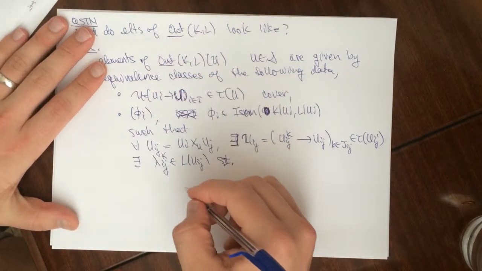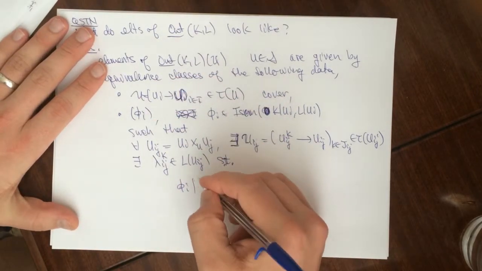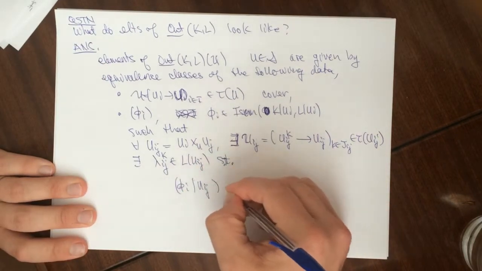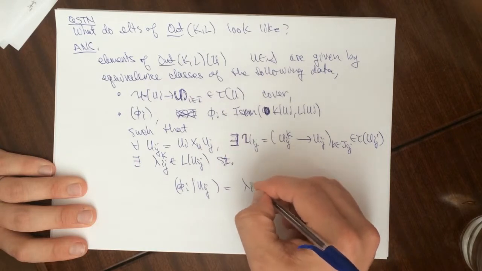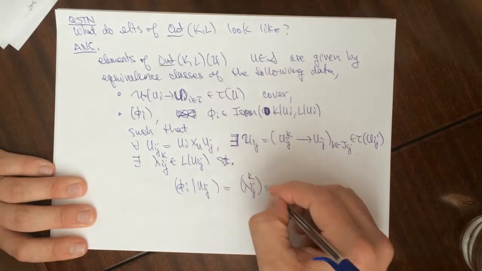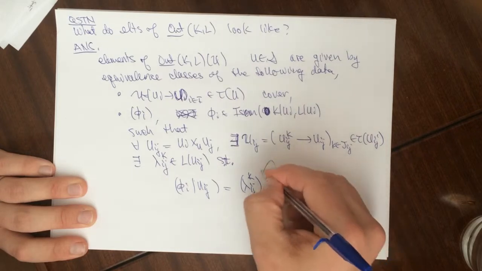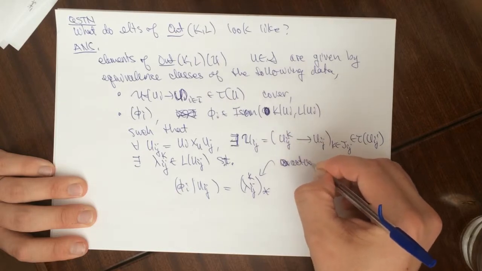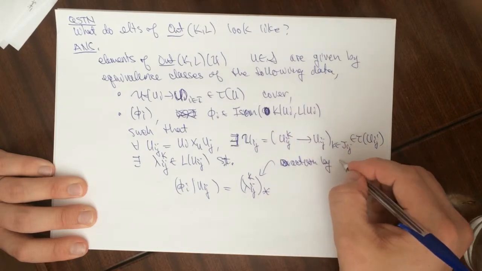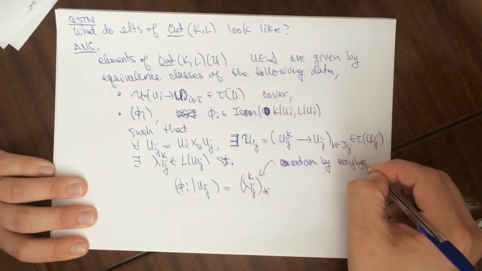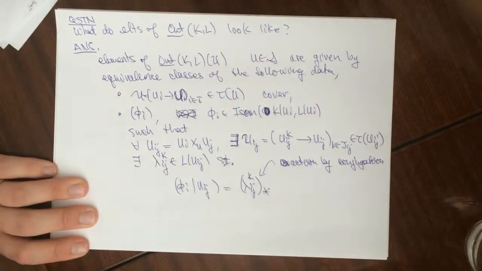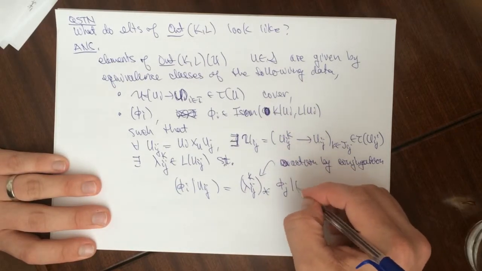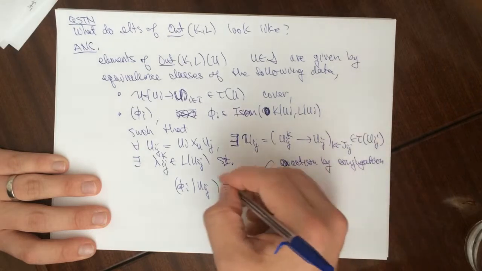all right, now we compare phi_i restricted to U_ijk is equal to an outer automorphism, so we'll do this. So this is the action by conjugation by lambda_ijk of phi_j restricted to U_ijk. Sorry, k's here too.